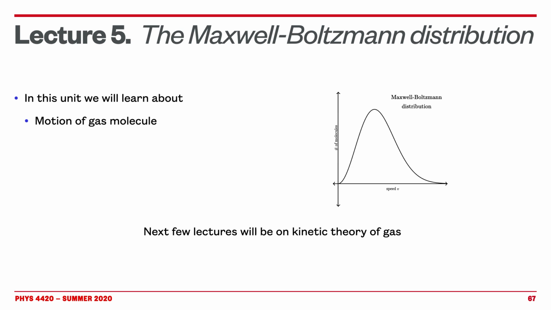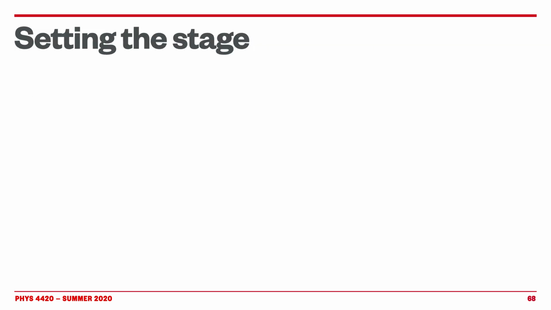So this distribution here, which depends on the temperature, is going to tell us essentially with what probability we can find a gas molecule with a given speed, and we will find that those properties are going to be relatable to thermodynamical properties. We are going to do that, but we are going to prove this first, how we can calculate this Maxwell-Boltzmann distribution. So let's first set the stage.